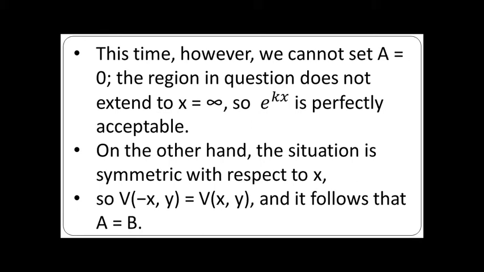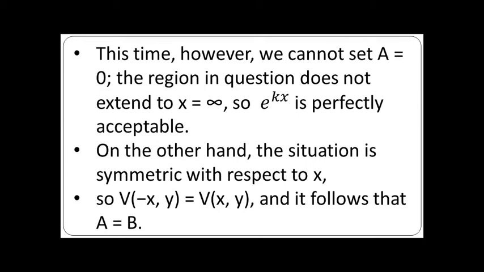This time, however, we cannot set A equal to 0. The region in question does not extend to x equal to infinity like the previous problem. There, our fourth boundary condition, that x tends to infinity, potential tends to 0, was there, and then we could set A equal to 0. But now x is not going to be infinite. x is going to be finite, x equal to plus b or x equal to minus b. And hence we cannot say that A is equal to 0. So we have to find out what will happen.